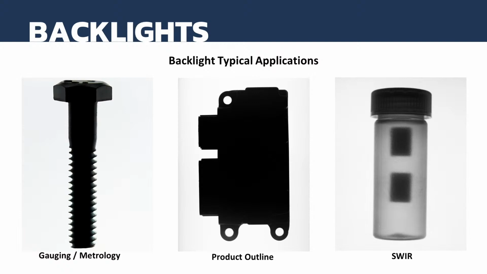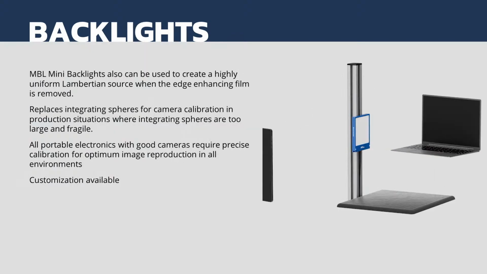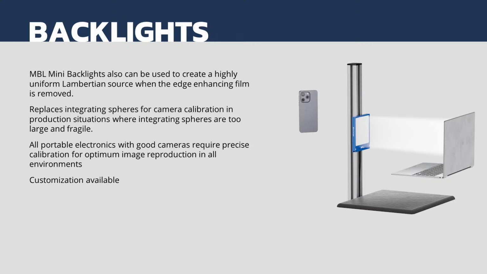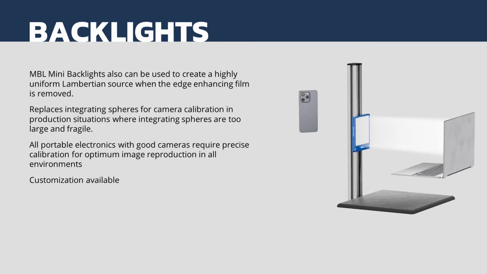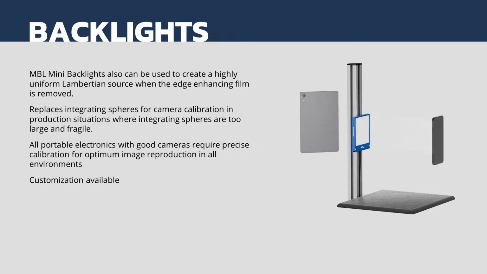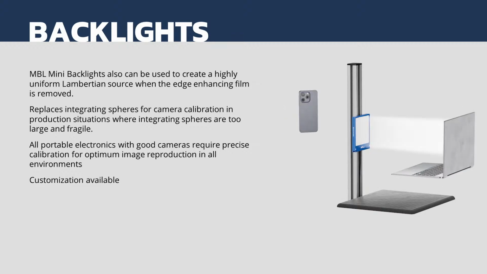Now there is a special backlight case I do want to mention before we wrap up here. The mini backlights are not only smaller, they're very high performance, and they have a film in them for gauging to collimate the light and make them very good for gauging and all the things we talked about in the previous slide.